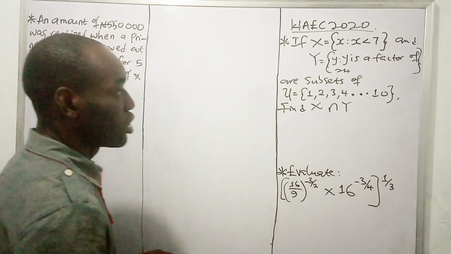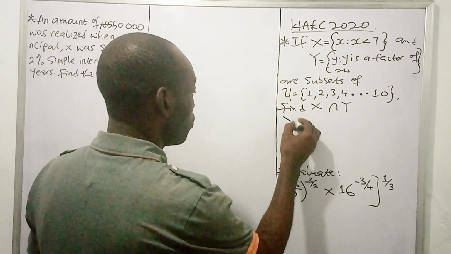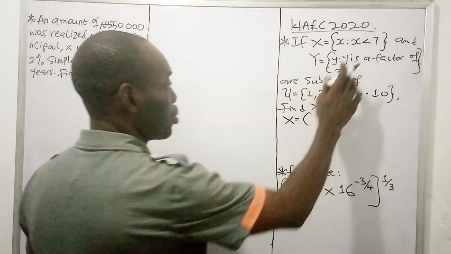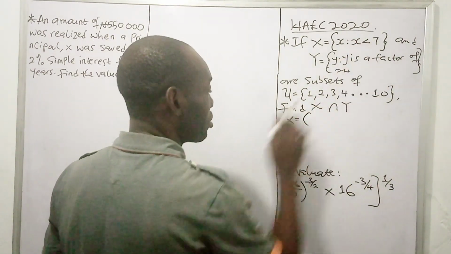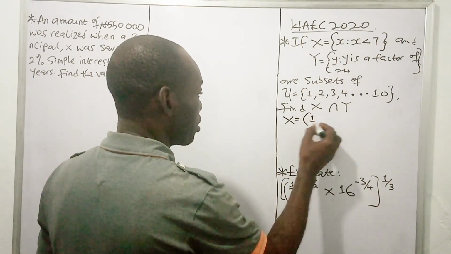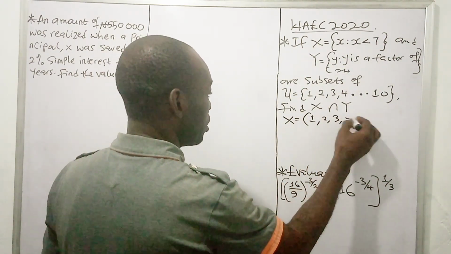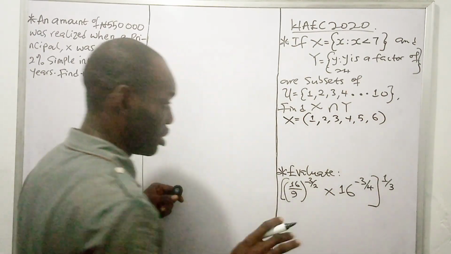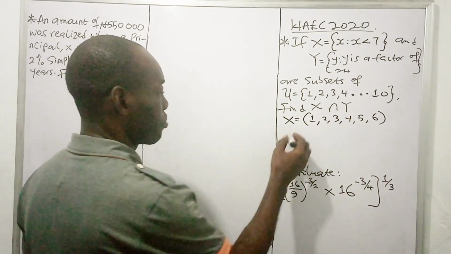Quickly, what we'll do is bring out the elements that are in set x. We're told that the elements are less than 7, and x is also a subset of the universal set, so the elements here will be 1, 2, 3, 4, 5, and 6. Those are the elements in the set x.